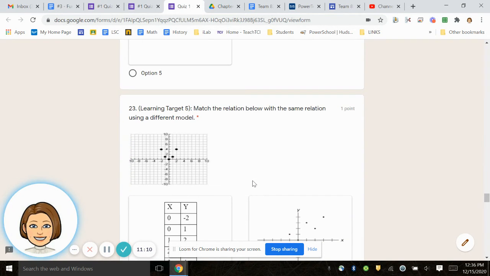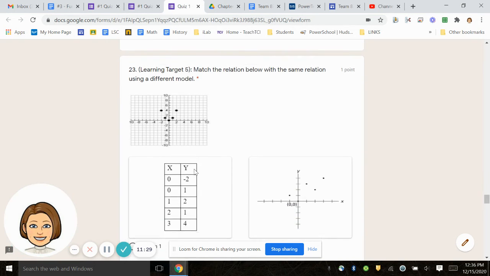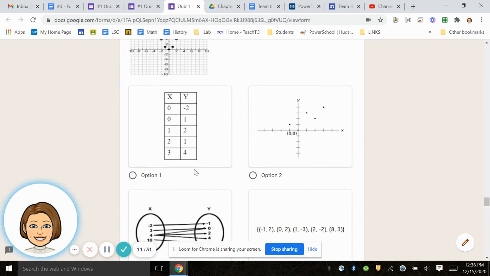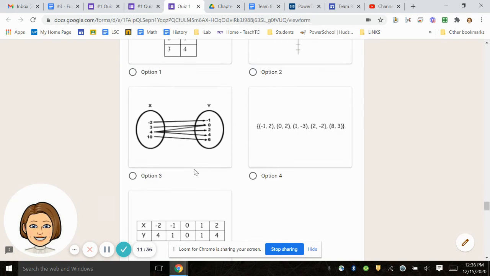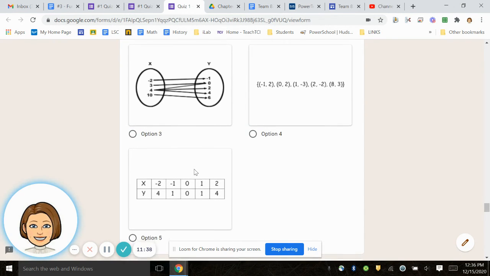23 is another matching. What I would do is assign ordered pairs for each of these. So if I look at this, I see this is (0, 0), this is (1, 1), and this is (2, 4). Over here I have (-1, 1) and (-2, 4). What does this match up with? You have option 1, option 2, option 3, option 4, and option 5.